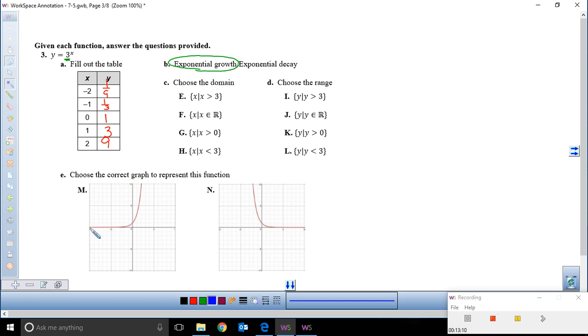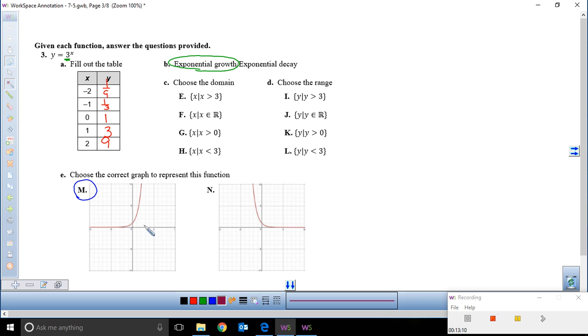So on letter M, our graph is getting bigger from left to right, and on letter N, our graph is getting smaller from left to right, which means that since it's exponential growth, the graph to represent this function is letter M. And now we can go back, and it's a little bit easier to see our domain and range.